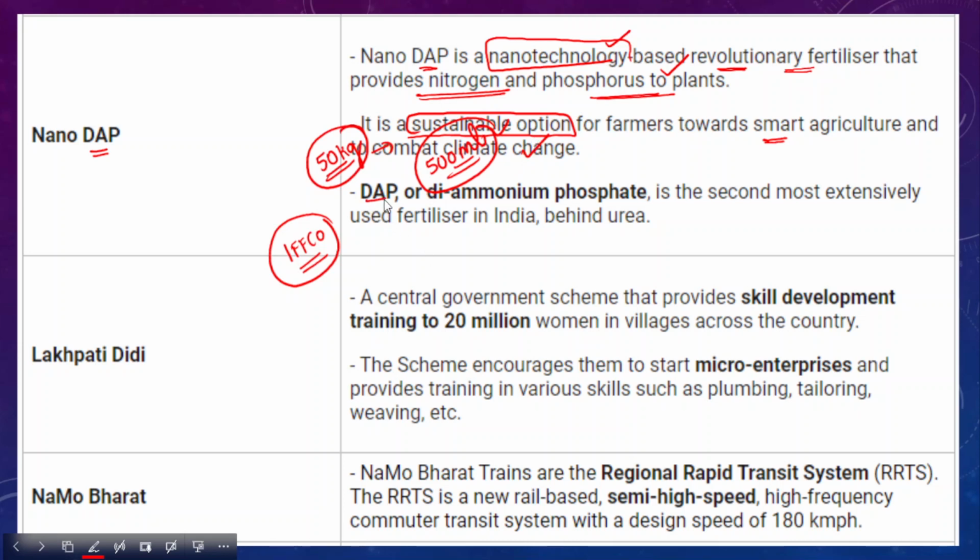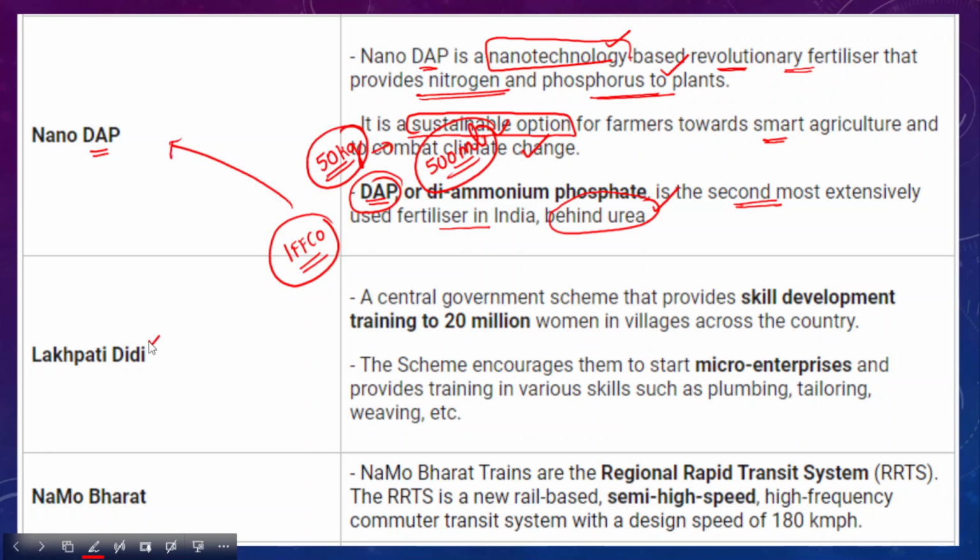DAP is diammonium phosphate. This is the meaning of DAP, and diammonium phosphate is the second most extensively used fertilizer in India after urea. Urea is the most heavily used fertilizer in India. Now when we use these fertilizers in the most efficient and effective manner, that significantly reduces wastage, and it also helps in sustainable agriculture practices. Because of this reason, IFFCO has launched nano DAP.